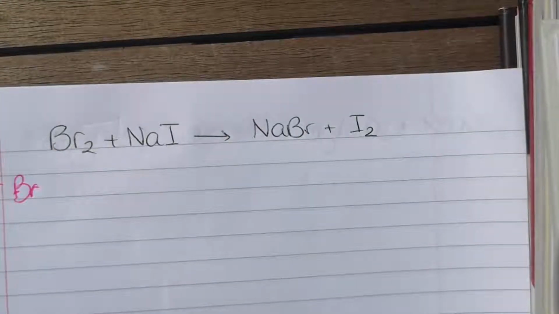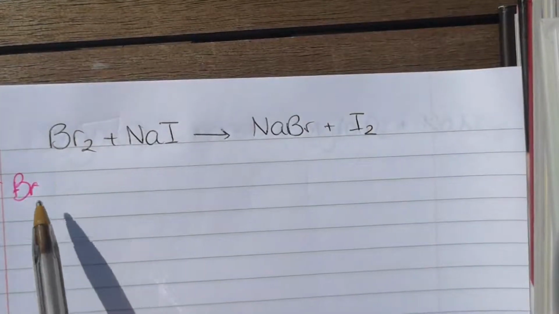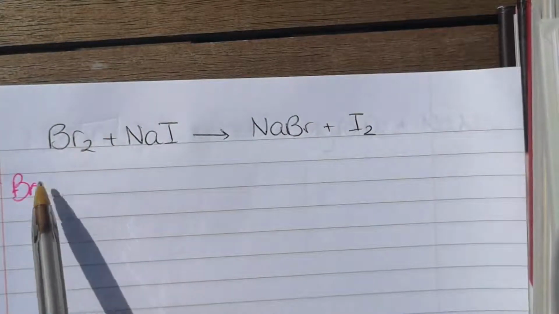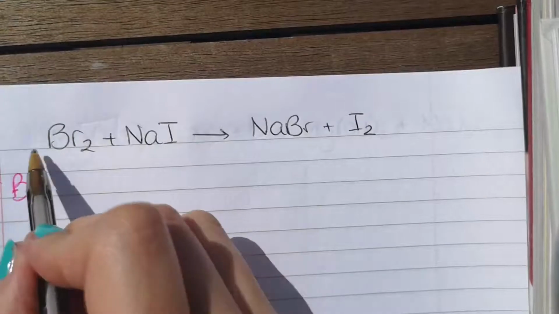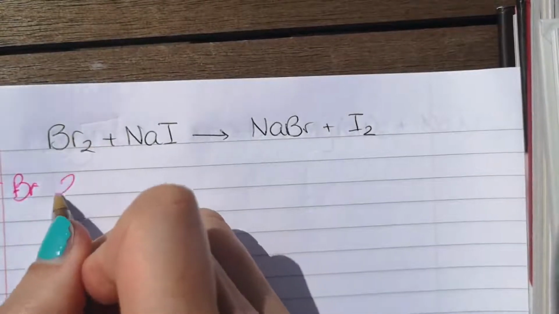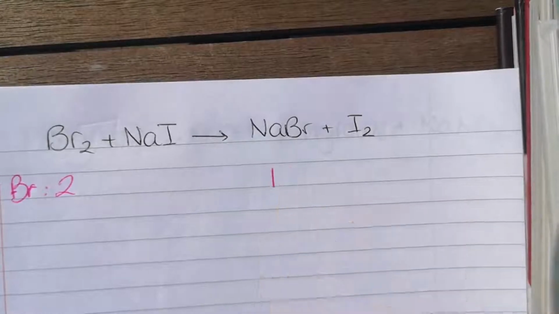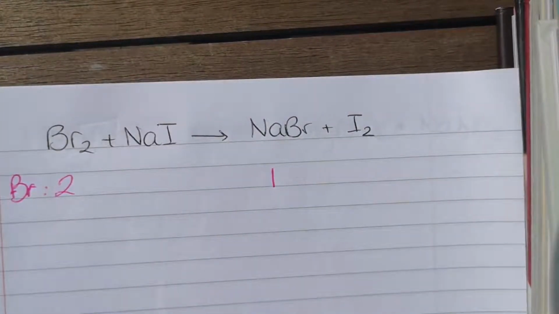So when it comes to balancing equations, I like to start on the left and count each element and balance each element as I go along. So in this case I'm going to start with Br. If I count my Brs, on the left of the arrow I've got 2, and on the right of the arrow over here I've got 1. So I'm going to balance that out before I move on.